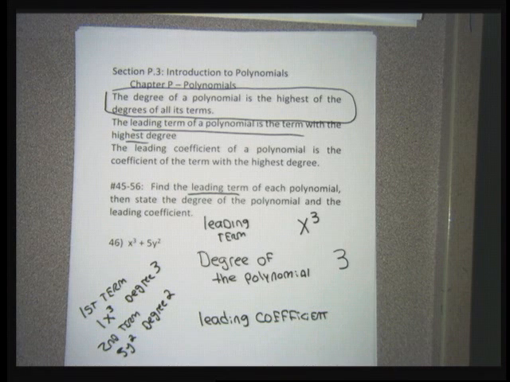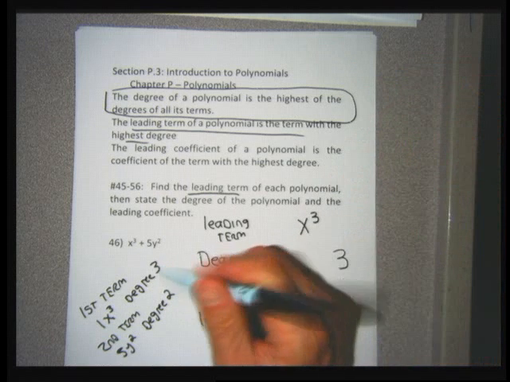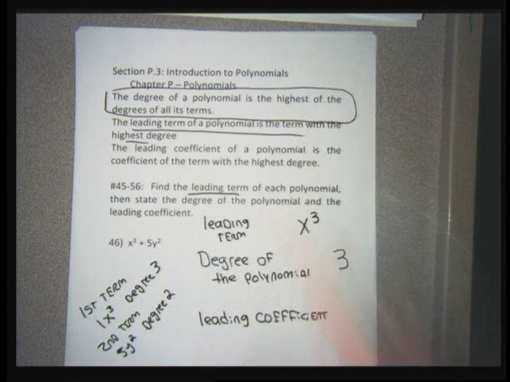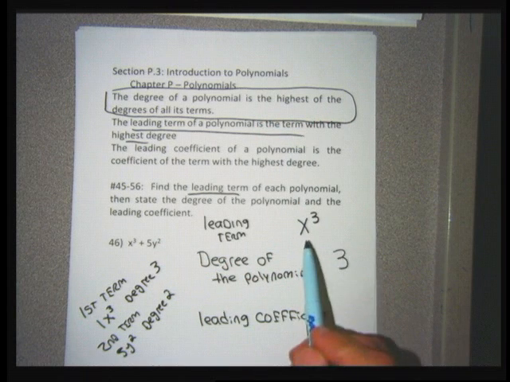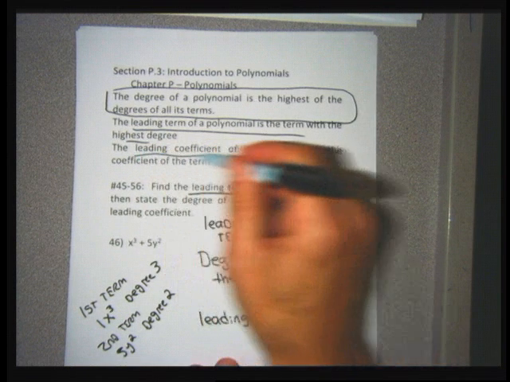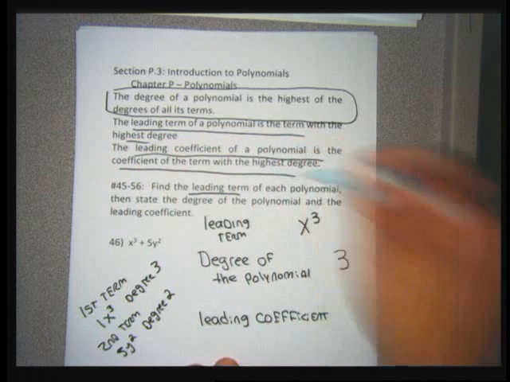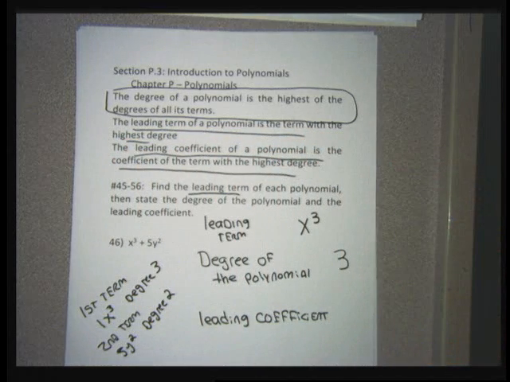All the characteristics of a polynomial that we're going to ask for in problems 45 through 56 are all going to be based on the leading term, or the term with the highest degree. So the degree of the polynomial is the degree of the term with the highest degree. The leading term is the whole term that has the highest degree. And the last thing I wanted is the leading coefficient, and the leading coefficient is the coefficient of the leading term, or the coefficient of the term with the highest degree.